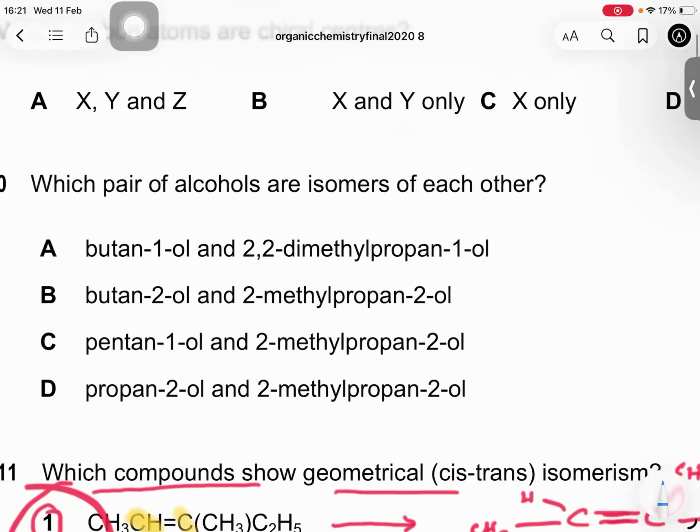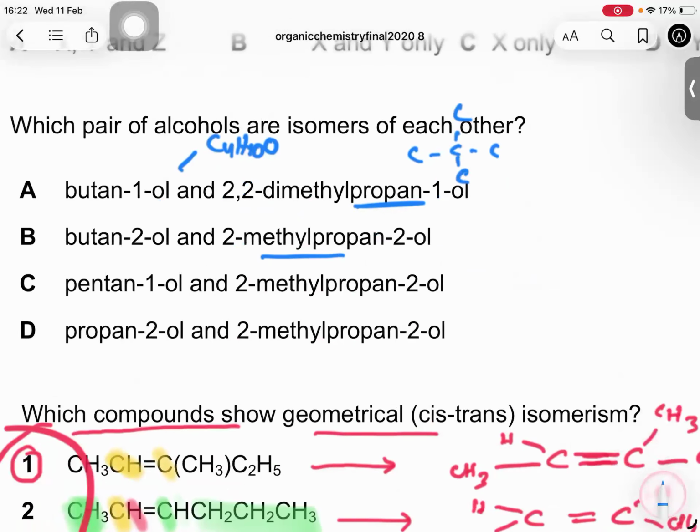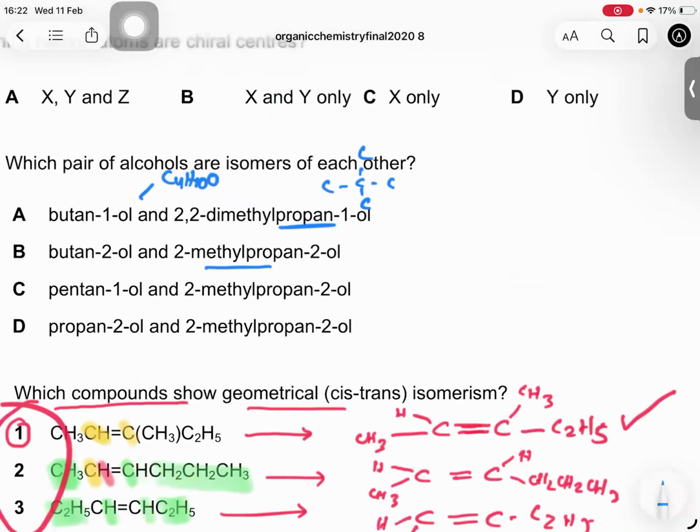Which pair of alcohols are isomers of each other? Butan-1-ol and 2,2-dimethylpropan-1-ol. Butan-1-ol means 4 carbons, so C4H10O, and 2,2-dimethylpropan-1-ol. No, because 2,2-dimethylpropan-1-ol means 3 carbons plus 2 methyls, 5 carbons, so they can't be isomers. Then butan-2-ol and 2-methylpropan-2-ol. Yes, that could be, but let's draw it.